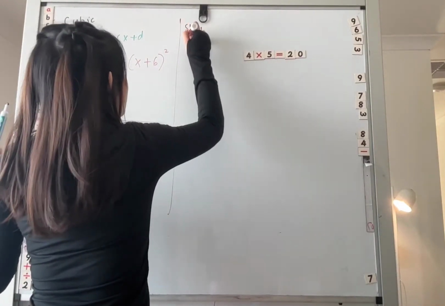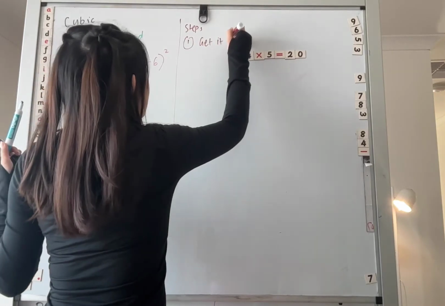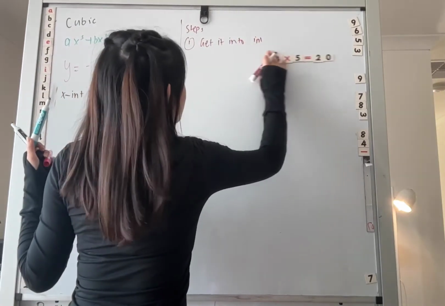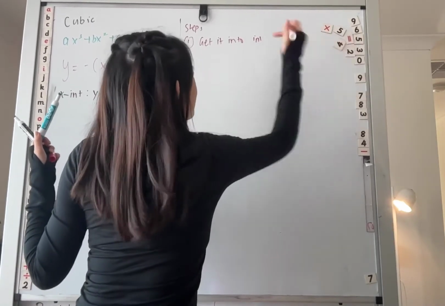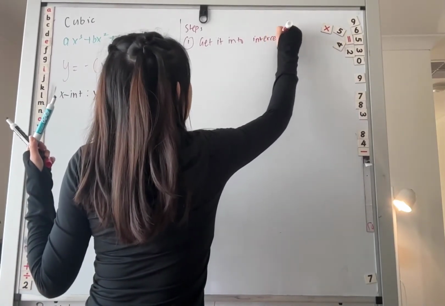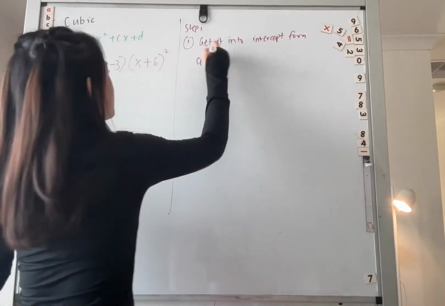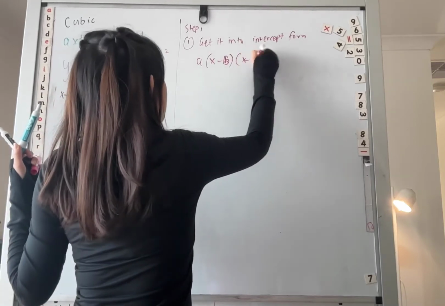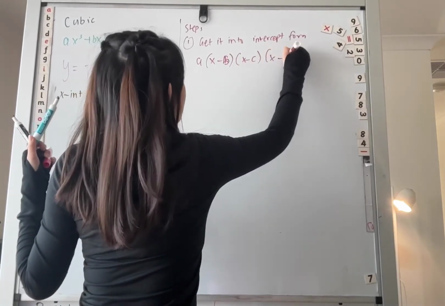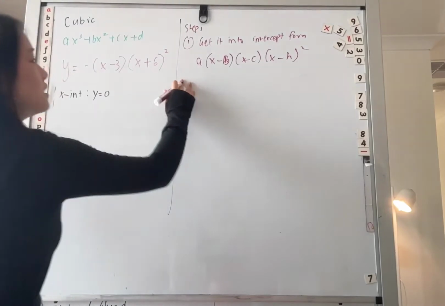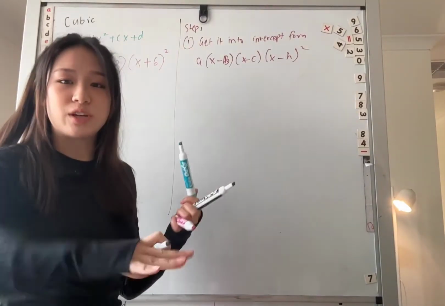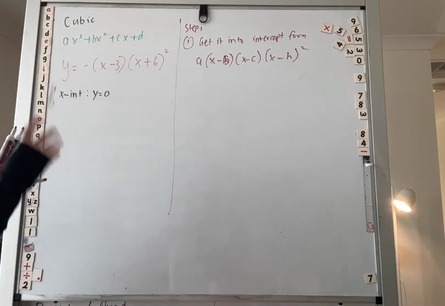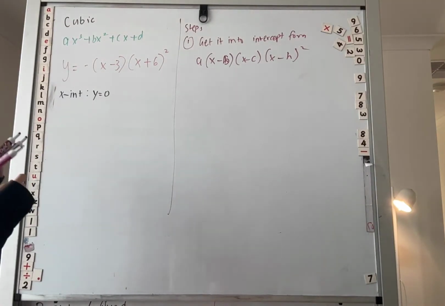Steps. So 1, get it into intercept form. So that's where it looks something like this. We'll do b, x minus c. It might be x minus h squared, whatever. So this is for any parabola to whatever, like it's any degree polynomial. Okay, so the x-intercept is when y equals 0.